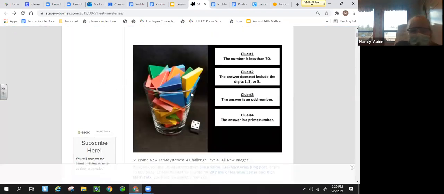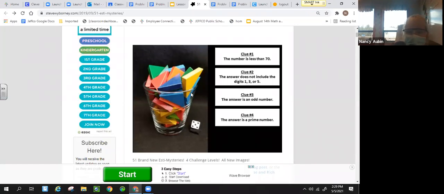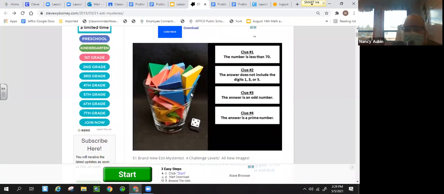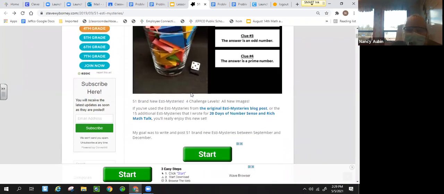So we're going to look at this cup. Here's your question. How many shapes, they're triangles, how many of those triangles are in the cup? You can write them on your dry erase board. Write what you think.